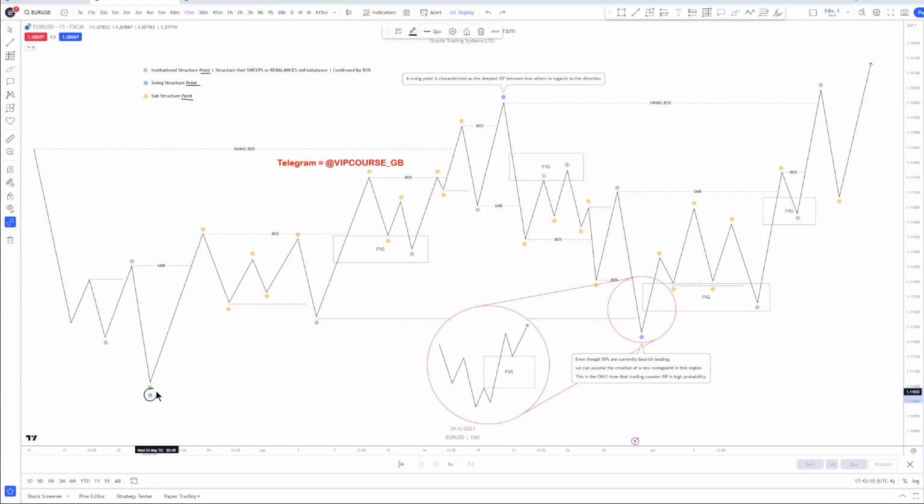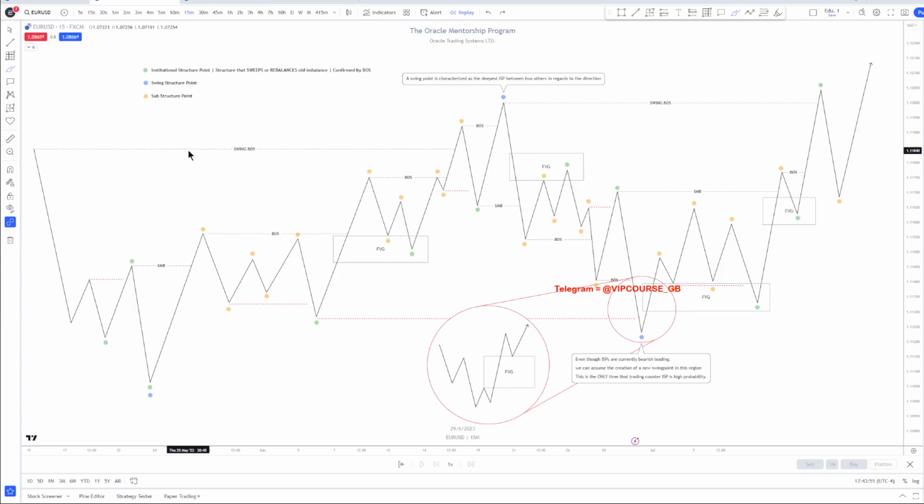This goes for swing structure and it goes for substructure, okay? I've organized these in order of importance, okay? Institutional structure is the most important structure that we use because it drives the majority of our bias and trade direction, okay? Normally, what you've likely been taught is that swing structure is the most important and heavily weighted form of bias.